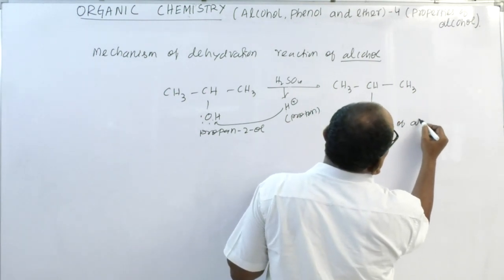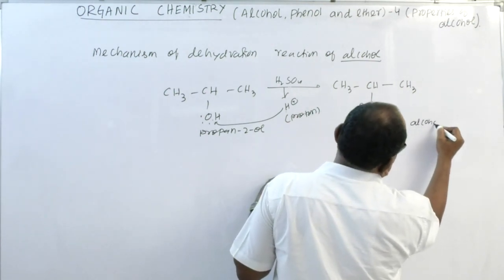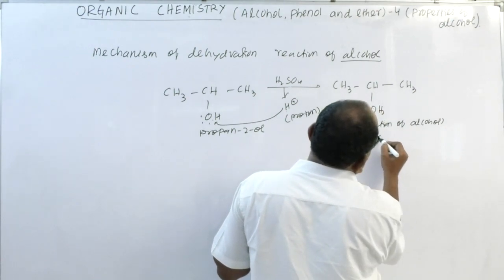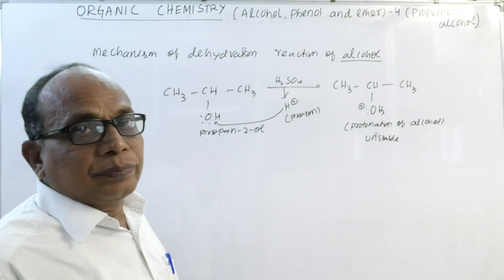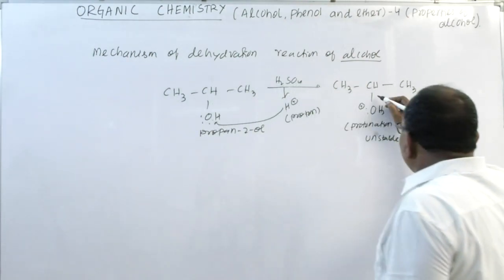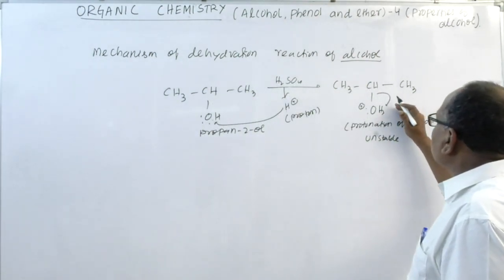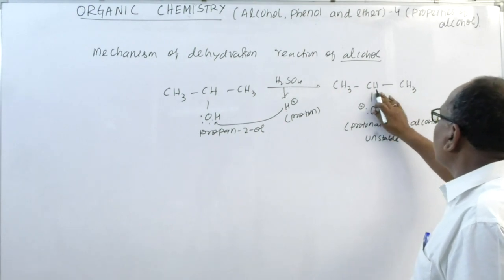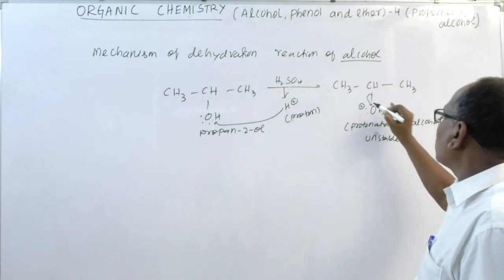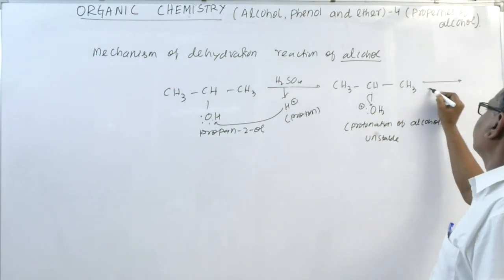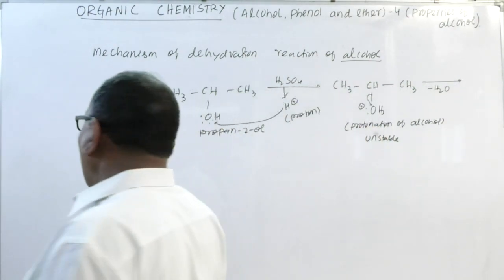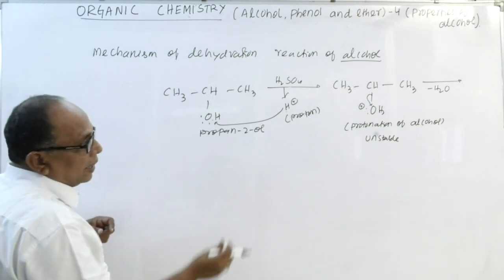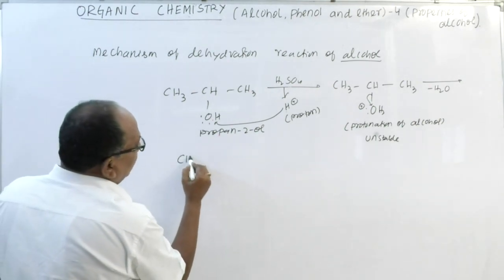of alcohol. And this is unstable. This immediately gets lost. Immediately the lone pair of electrons of oxygen is lost as a molecule of water. When the protonated alcohol loses a molecule of water, it forms a carbonium ion.